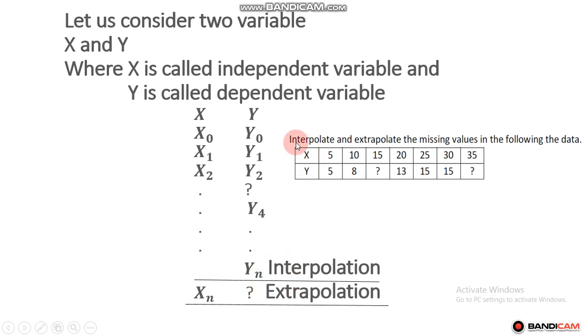Look at this example: interpolate and extrapolate the missing values. Between 5 and 15 there is only one question mark. After 15 there is one more question mark, that is called extrapolation.